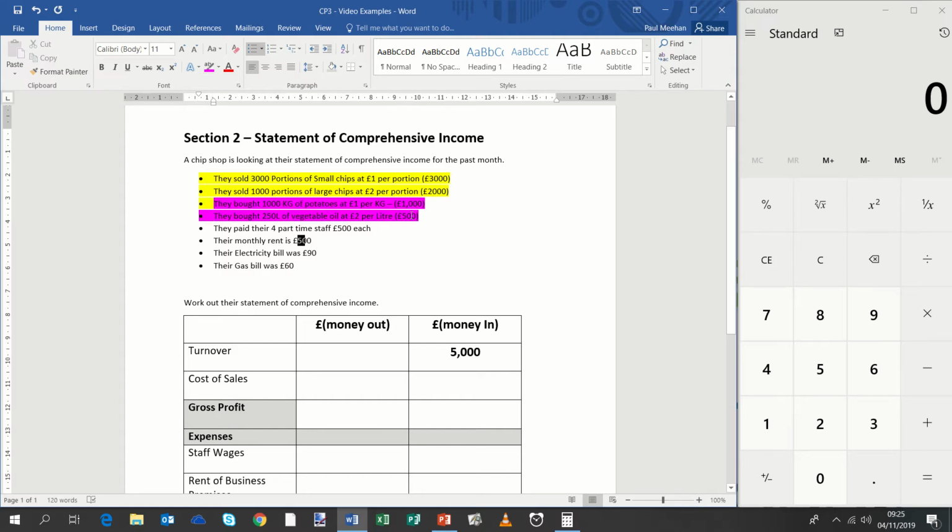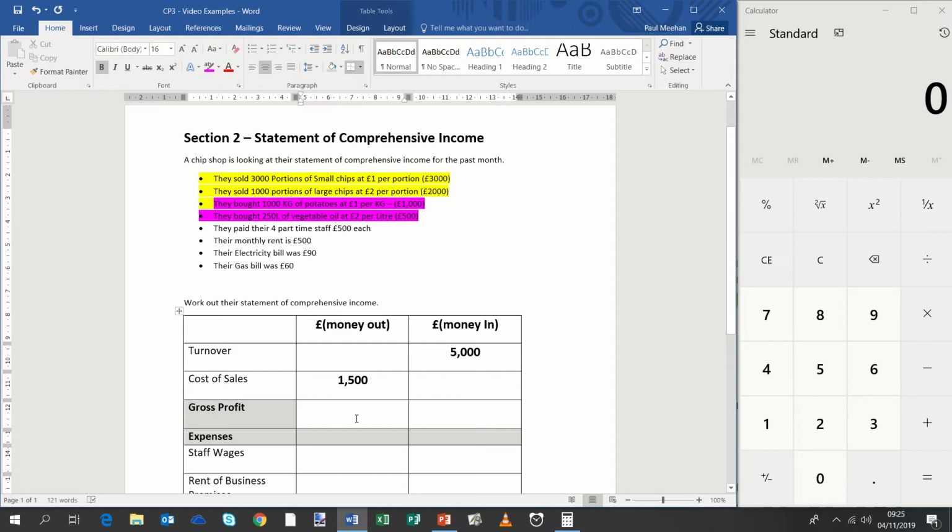So we need to add these two values together, the cost of all your potatoes and the cost of all your vegetable oil, and that's £1,500, and that's your cost of sales. So hopefully that makes sense. You've spent this money, that's the stuff in purple. So we're adding those two things that we've bought in together to get your cost of sales.